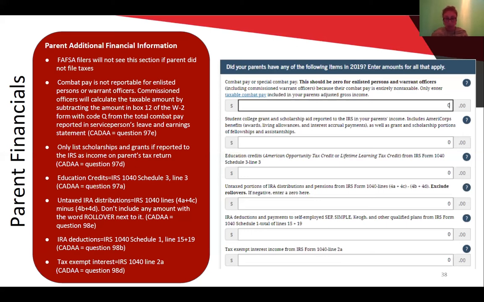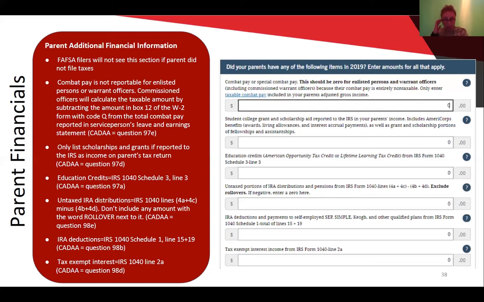Next question has to do with untaxed portions of individual retirement account distributions and pensions. Again, this may or may not be applicable to your parents' 2019 income, but if it is, you want to look at the 1040 form, and specifically you want to total up lines 4A and 4C and deduct from that the total of lines 4B and 4D. For this question, any sort of rollover amounts should be excluded. So if on the tax return next to question 4 there is an annotation of rollover, you want to report 0 here.